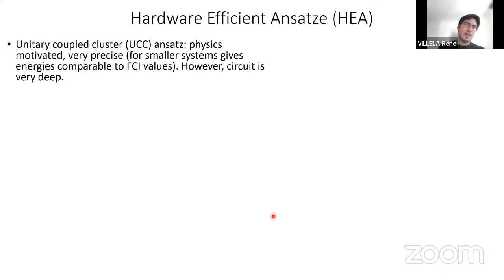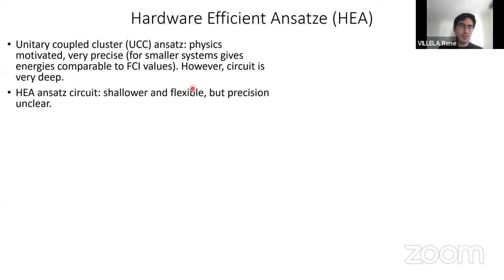However, even if we only consider single and double excitations, the unitary coupled cluster circuit is too deep. It's too deep for current quantum hardware. So it sounds nice that it's physics motivated. It is very precise for smaller systems and gives results comparable to the full configuration interaction method, which gives the best value that one can obtain for a given basis set. However, the circuit is very deep even for small systems.